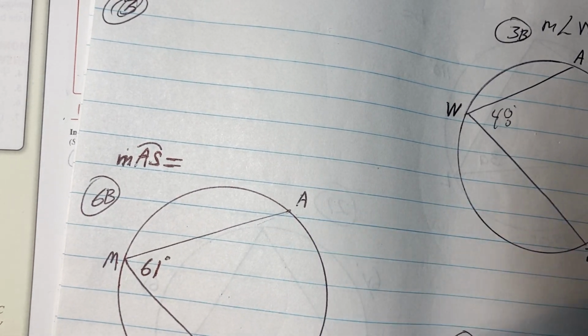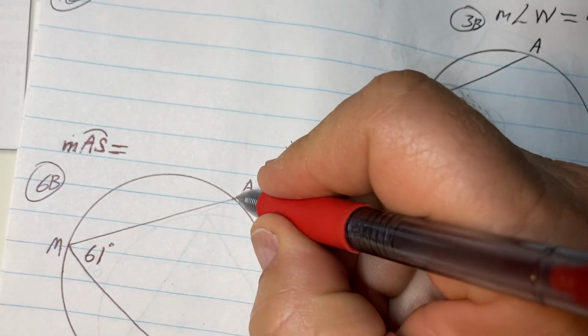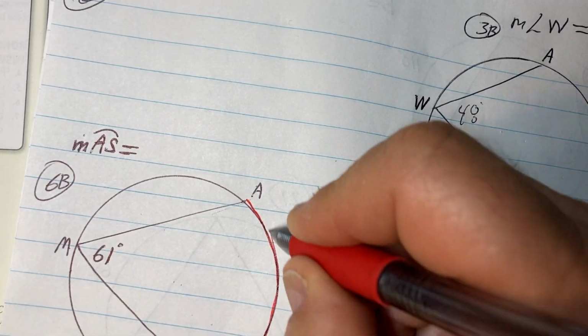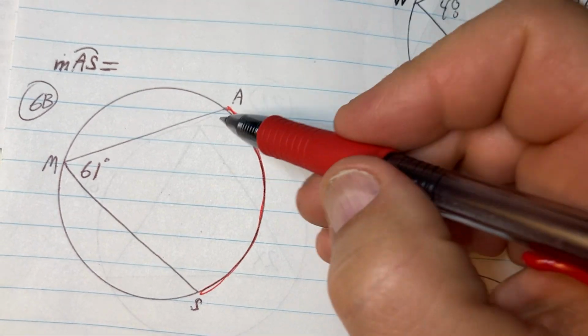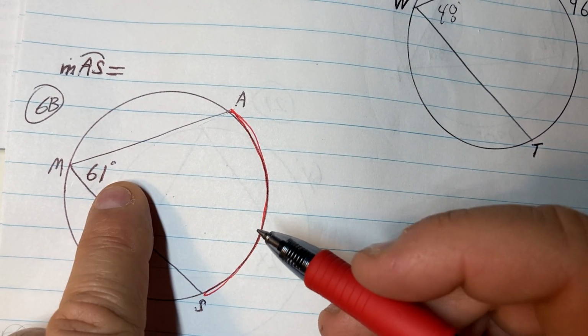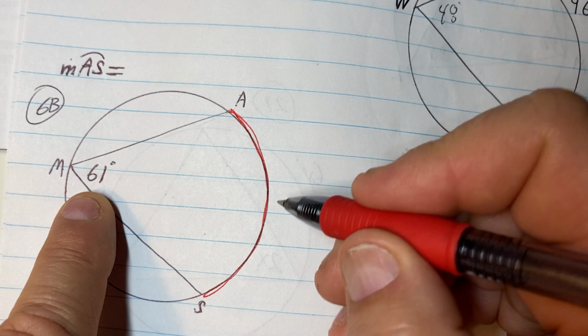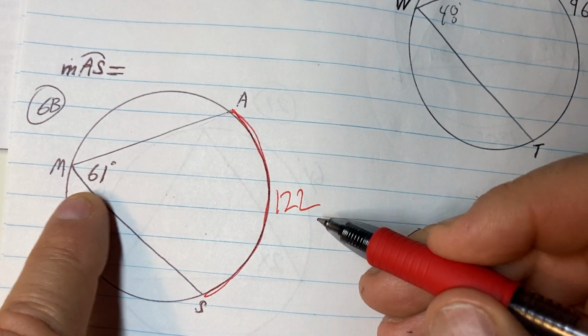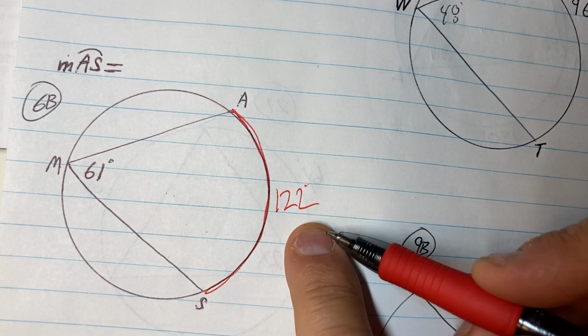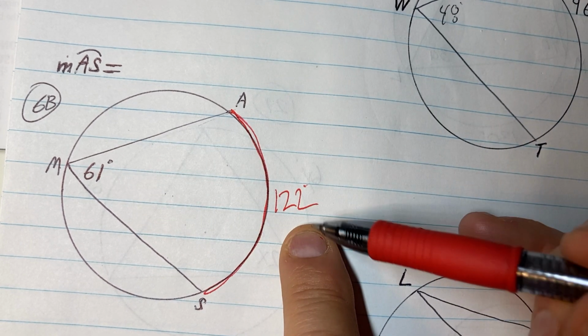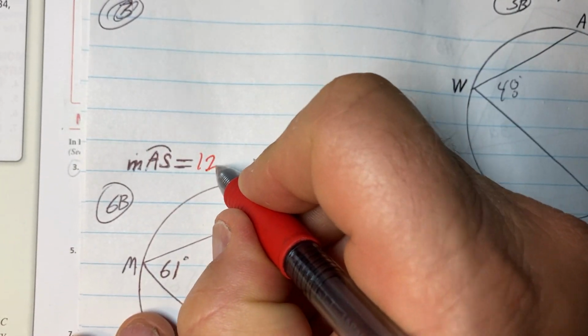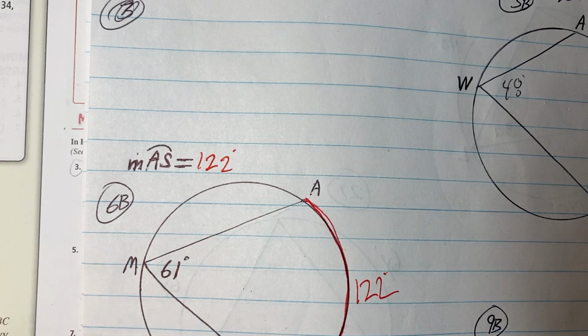So this arc is going to be twice that measure. What's 2 times 61? 122. So if this is 122, that has to be half of this. Yeah, it works. 122 degrees.